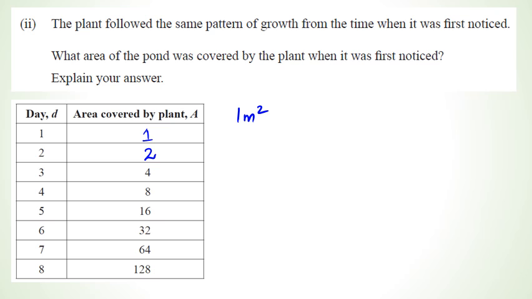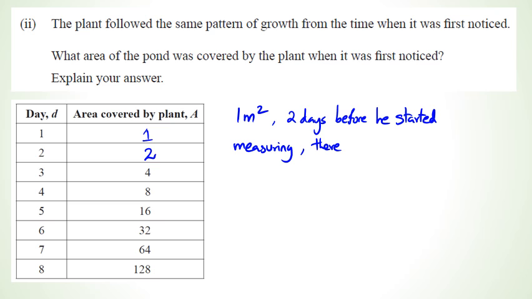Which just translates to 2 days. So 2 days before he started measuring, there was already a patch of plant there. There was already 1 meter squared of plant.